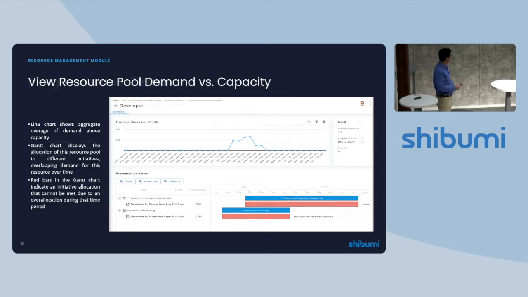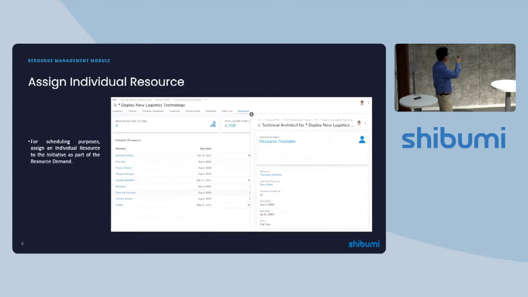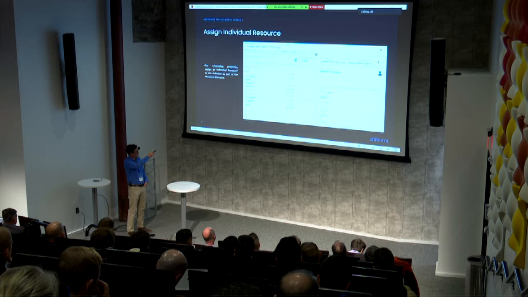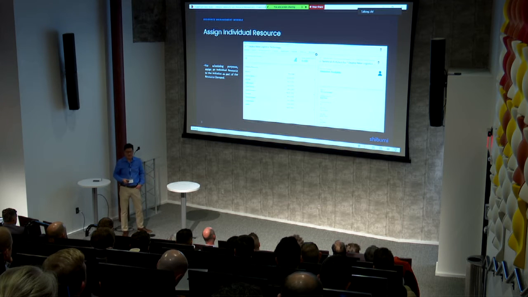So this is the overall view where we're looking at all of the demand on a particular project, and as we're actually executing our project, this is where we would say, hey, who's actually going to fulfill, let's say in this case, the technical architect role on this project. And you can see, on the right-hand side in the detailed view of the allocation for this project, Barry Cade has been assigned as the individual resource.